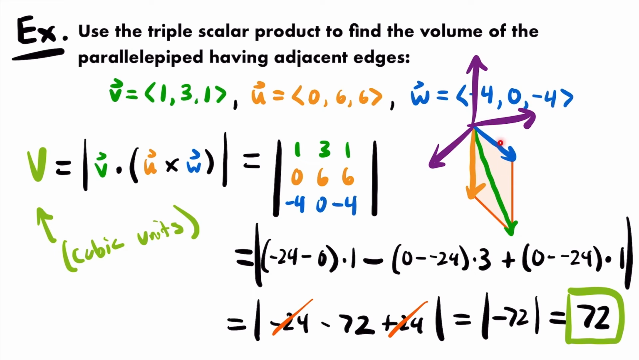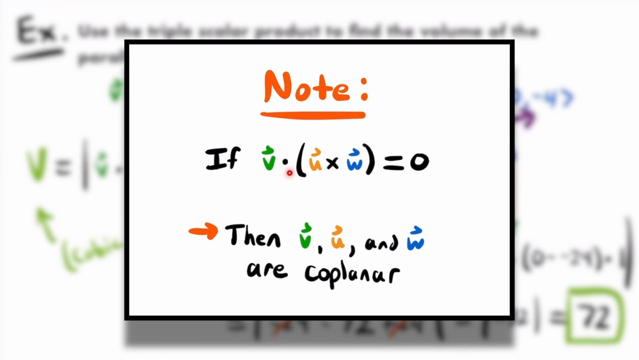Okay, so I hope that helps you visualize what we're talking about here. But just to get the point across one more time, here's what you need to know. If the triple scalar product of three vectors is equal to 0, then you can conclude that those three vectors are coplanar. They all lie in the same plane. You cannot create a parallelepiped with those three vectors as edges because they're all in the same plane. They don't allow for that third dimension. Okay, but with that, let's take a look at one more example of calculating the volume of a parallelepiped using the triple scalar product.